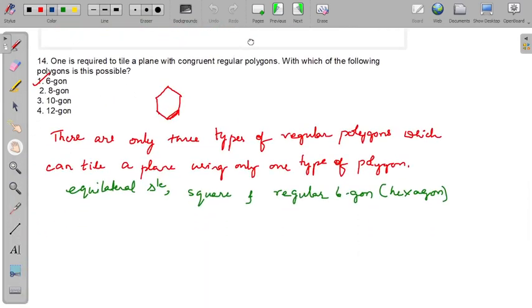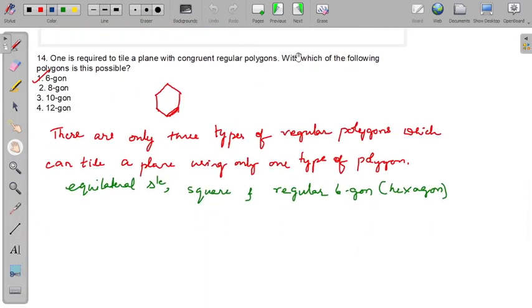Now, one is required to tile a plane with congruent regular polygons. With which of the following polygons is it possible? There are 3 types of regular polygons which can tile a plane using only one type of polygon: the equilateral triangle, the square, and the regular hexagon. Out of the given options, only the hexagon matches. So the hexagon is the only polygon which can tile a plane with congruent regular polygons.